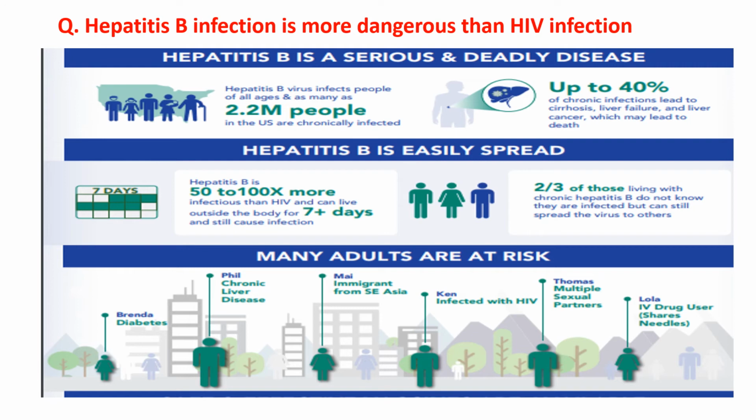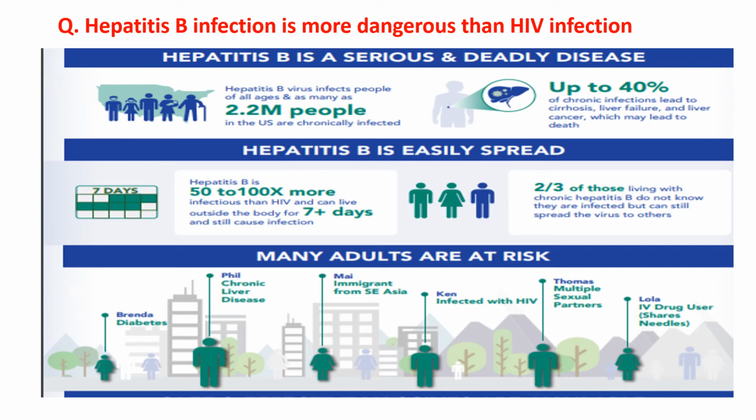In fact, many adults have increased risk of hepatitis B, like those suffering from diabetes, chronic liver disease, the immigrant population, HIV-infected people, those with multiple sexual partners, and IV drug users who are sharing their needles.